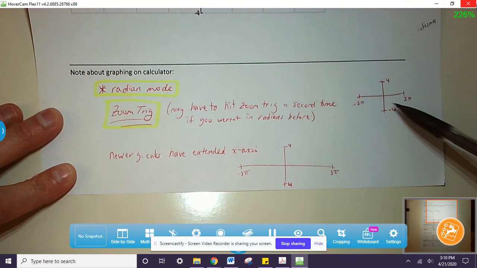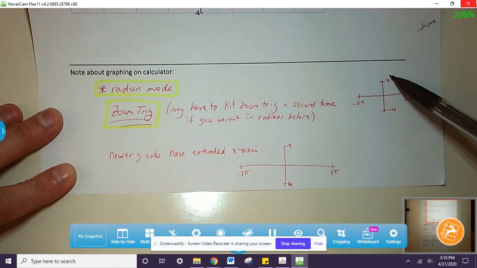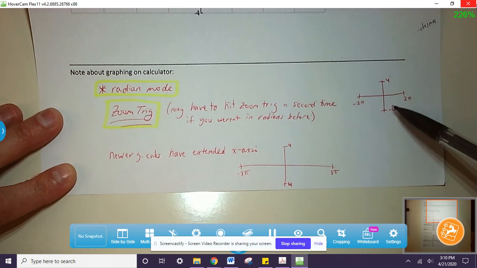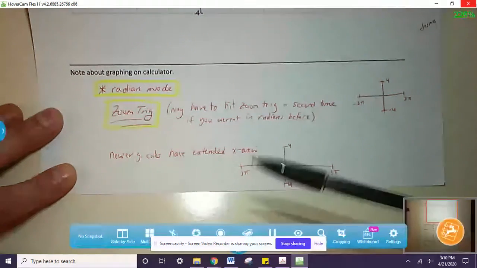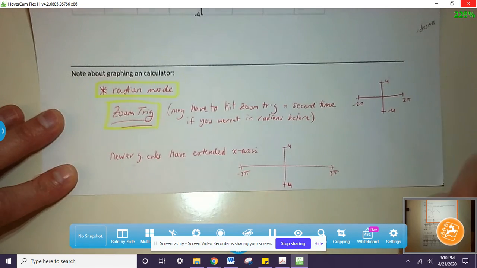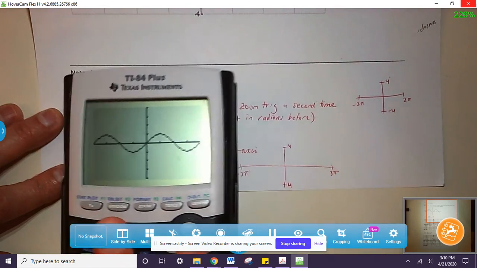If you have the newer graphing calculator, it goes from about negative 2 pi to 2 pi on the x-axis, negative 4 to 4 on the y-axis. Feel free to sketch that if you want. The newer graphing calculators have an extended x-axis from just past negative 3 pi to past 3 pi. And if you want to write that down, feel free. But at minimum, please write these down. And this is just the first time we're graphing in the calculator.